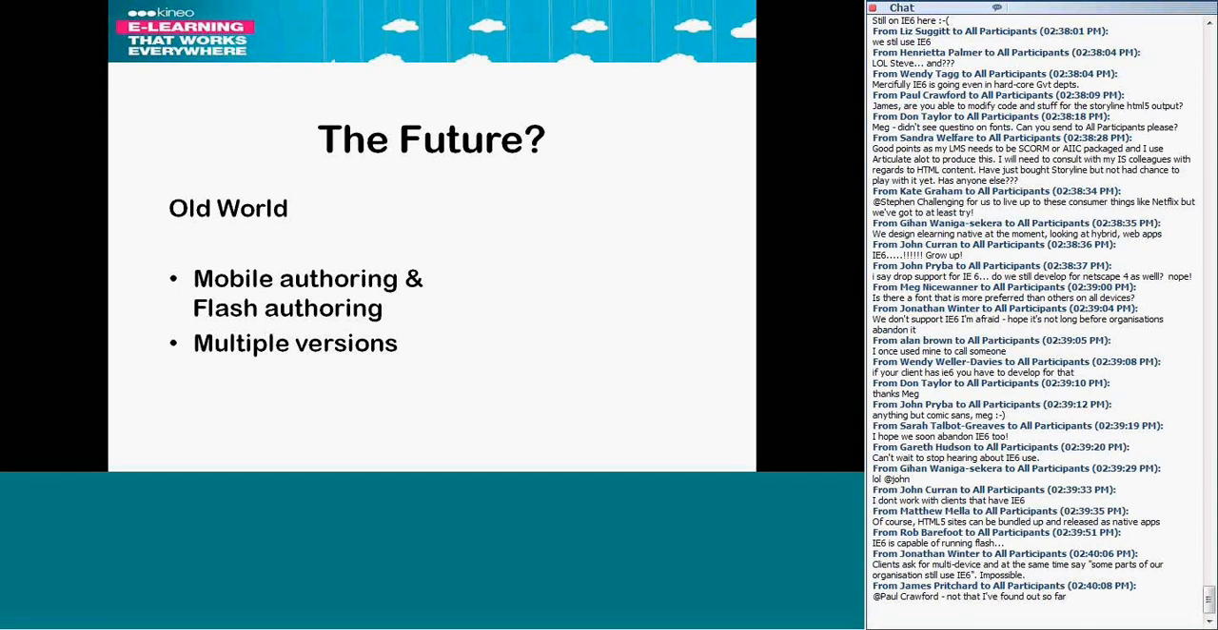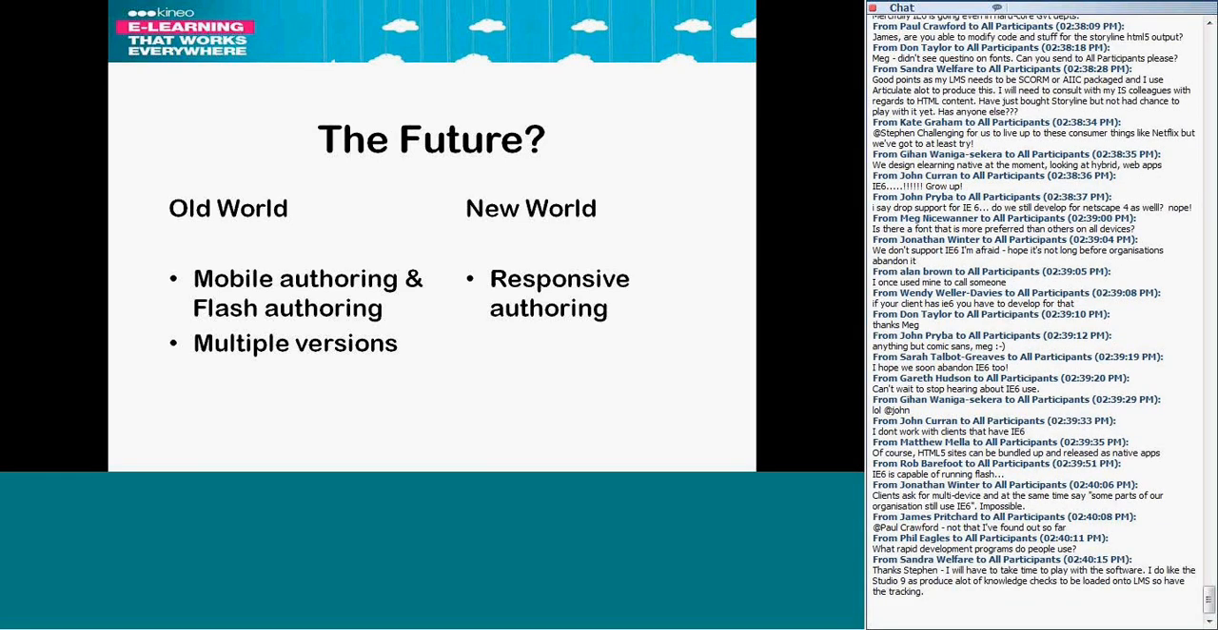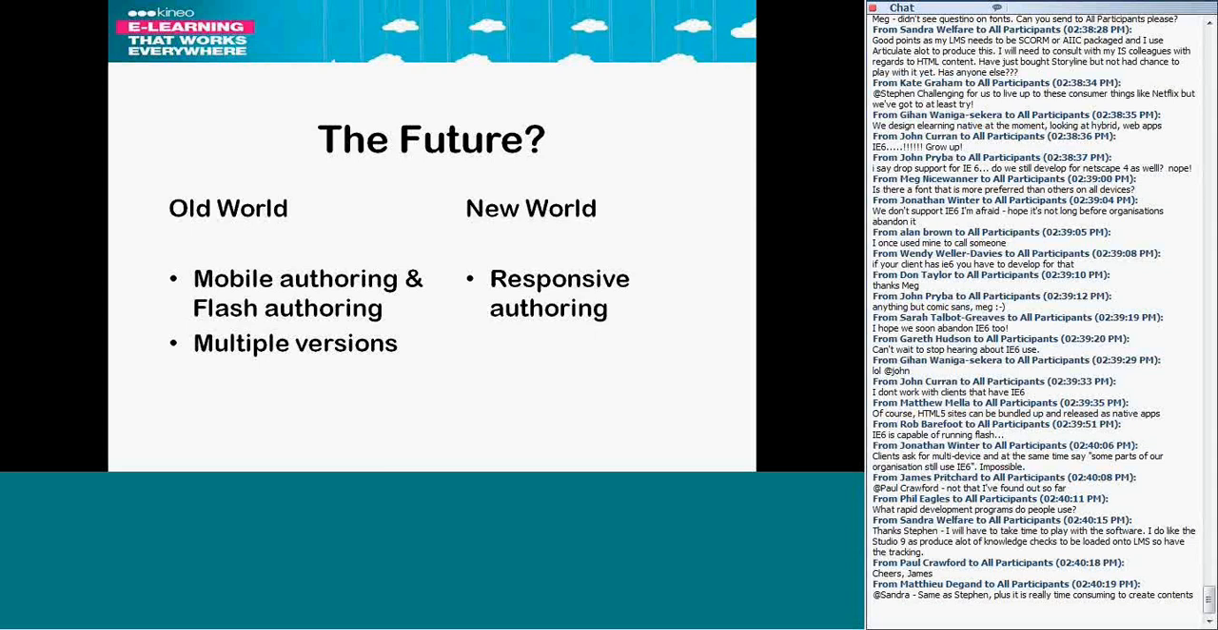But I think we will shift over time to a new world, and I think the new world will be responsive authoring. That's because, A, we're doing it and we're getting a lot of positive reaction from clients, but also we're just seeing it on the web. We're seeing big companies, big newspapers saying, we don't want multiple versions of our content. We want a single version and we want it to run on every device. So we're seeing people say, we want a single version of content. And I think it's something that we have to think about in e-learning.